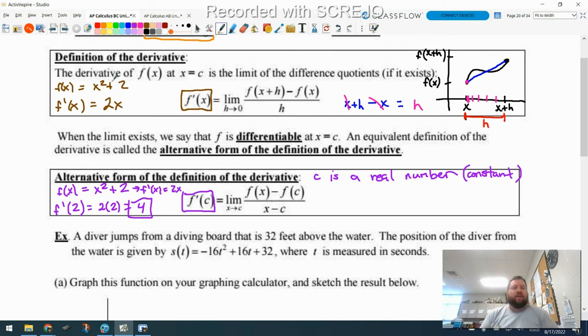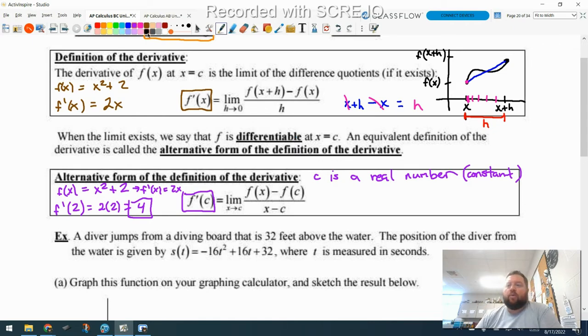But again, they are sort of interchangeable. So you can use the official definition to find this f prime of c as well. This one doesn't work quite as well as finding the function, but you could use either one. It's good to know both because they both have their moments where you need to know what they are.